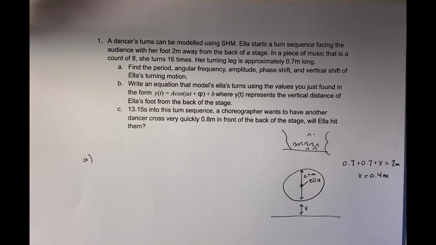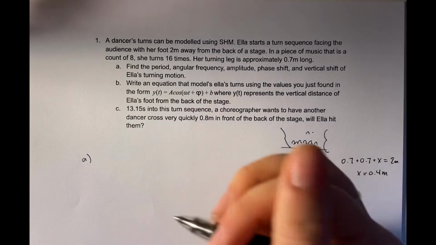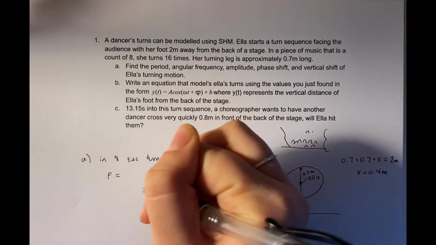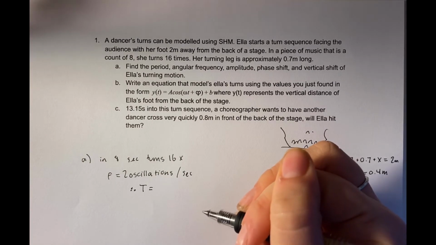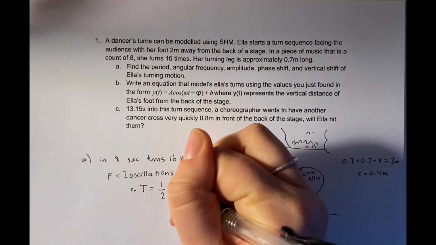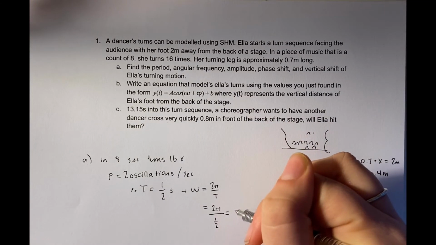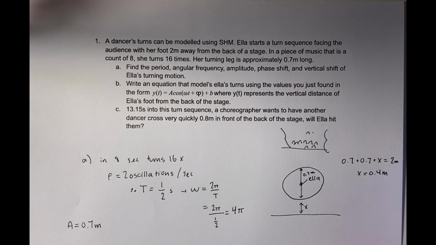Part A asks us to find the period, angular frequency, amplitude, phase shift, and vertical shift of Ella's turning motion, which is similar to simple harmonic motion. We know that in 8 seconds she turns 16 times, meaning her frequency is 2. Therefore, her period is 1/2. And the angular frequency would be 4 pi. The amplitude would be equal to her radius at 0.7 meters.